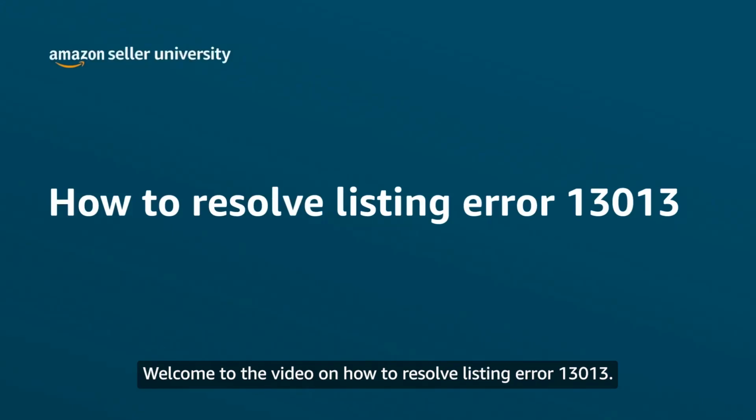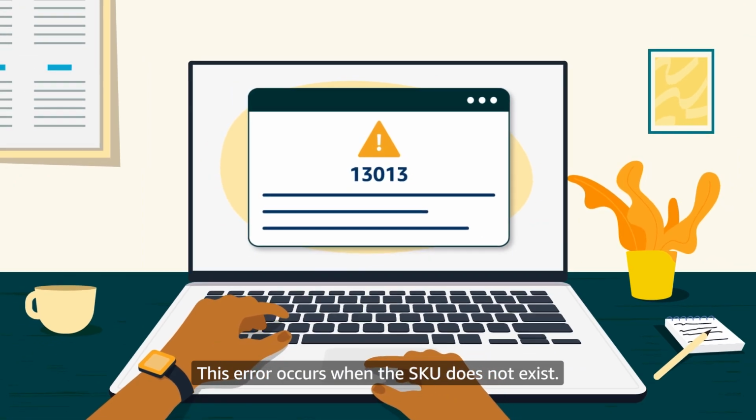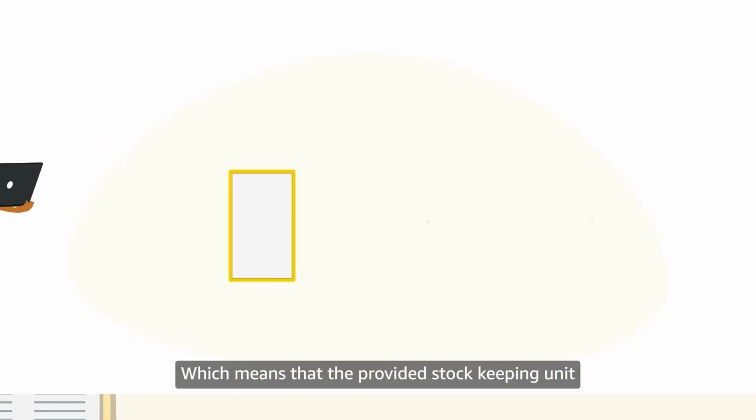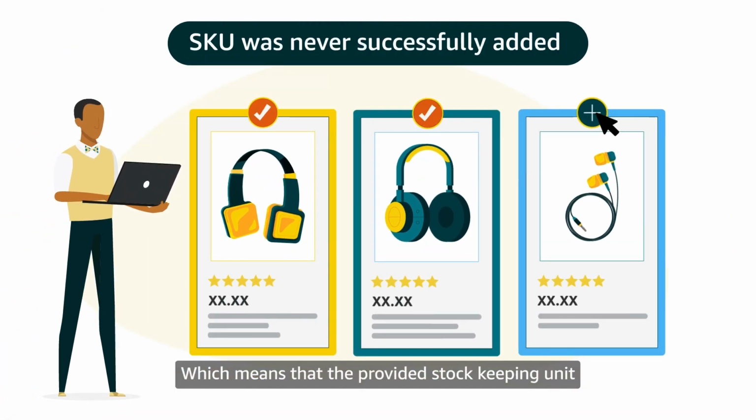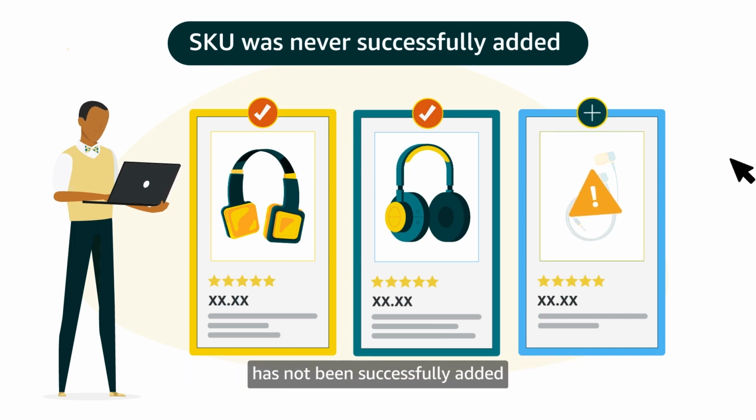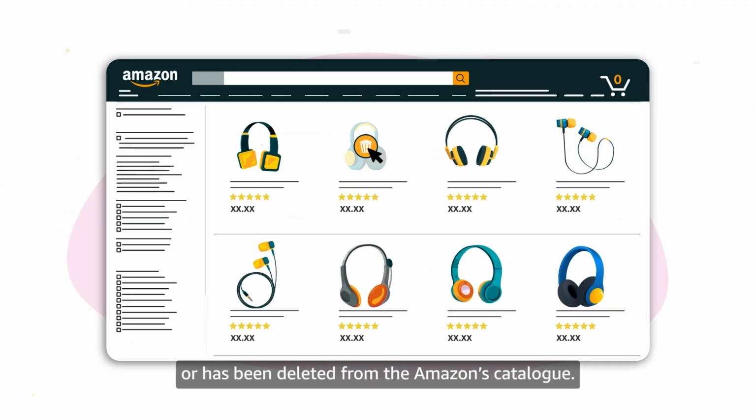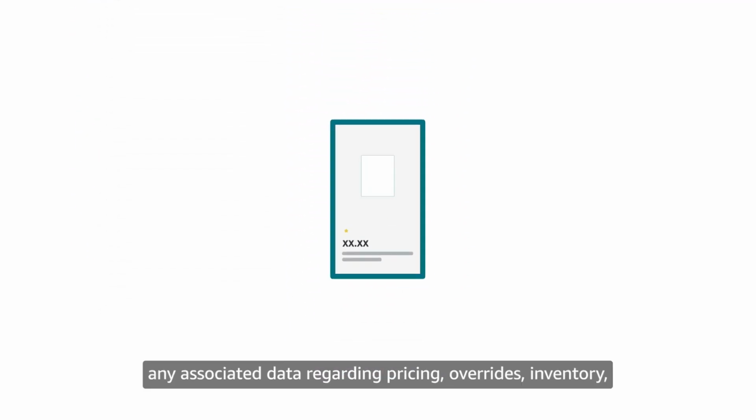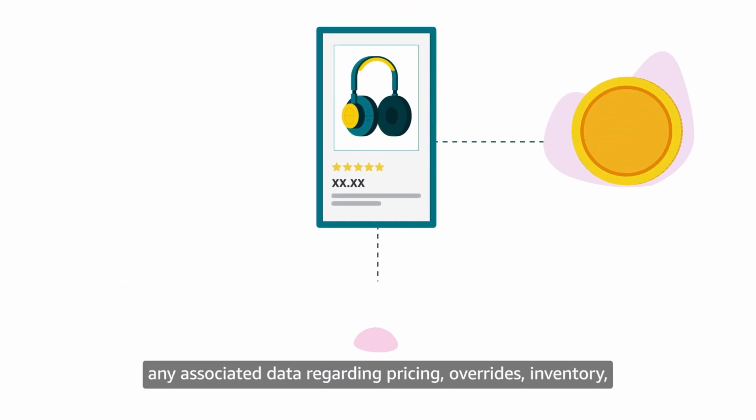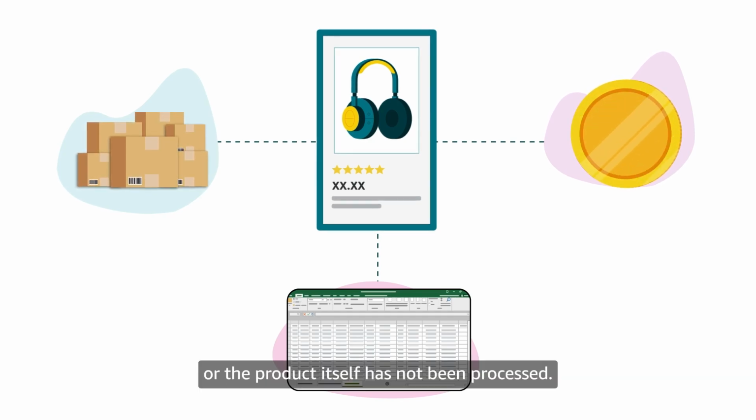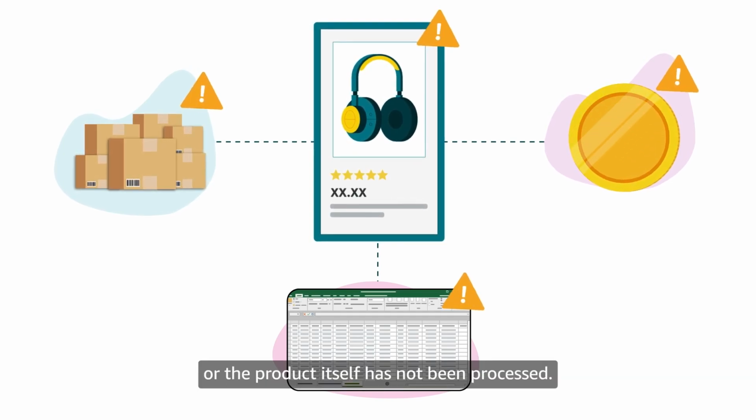Welcome to the video on how to resolve listing error 13013. This error occurs when the SKU does not exist, which means that the provided stock keeping unit has not been successfully added or has been deleted from Amazon's catalog. As a result, any associated data regarding pricing, overrides, inventory, or the product itself has not been processed.